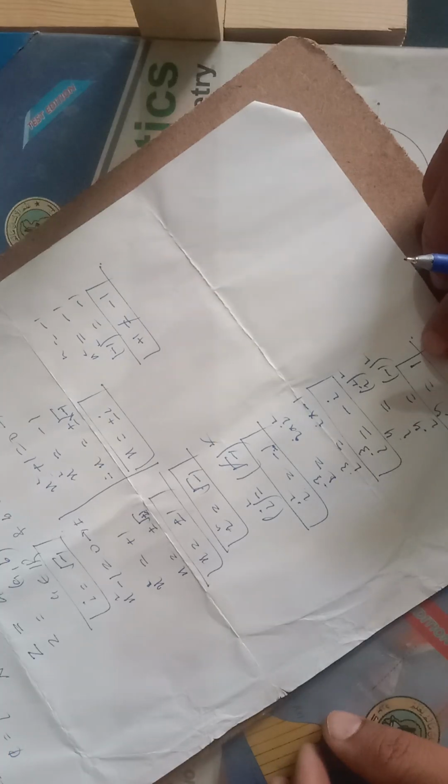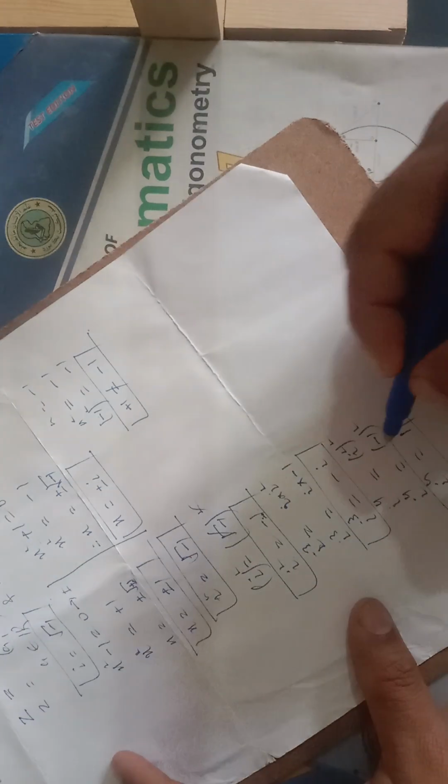If someone asks what is the value of iota power 4, we may write iota square whole square. We know the basic rules of the exponent. Iota square is minus 1, so minus 1 square is plus 1. So iota power 4 is equal to plus 1.